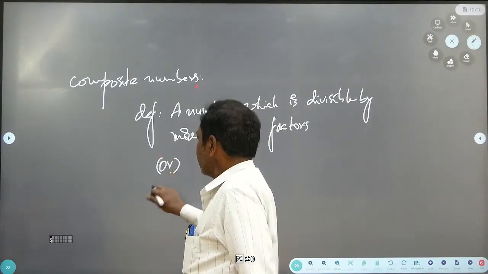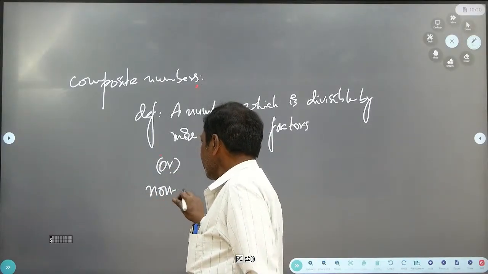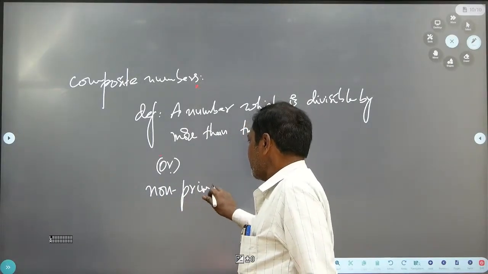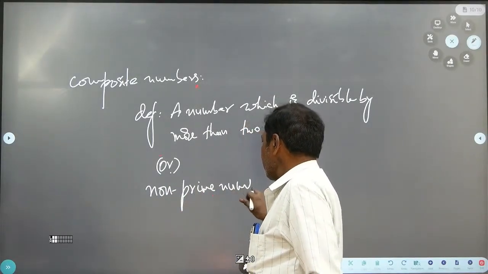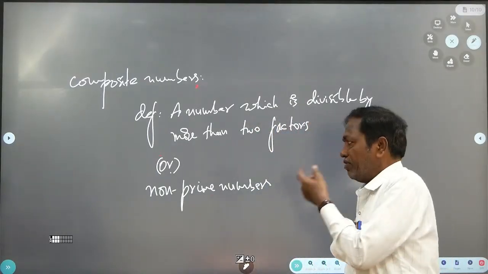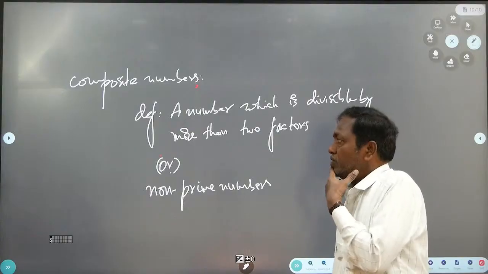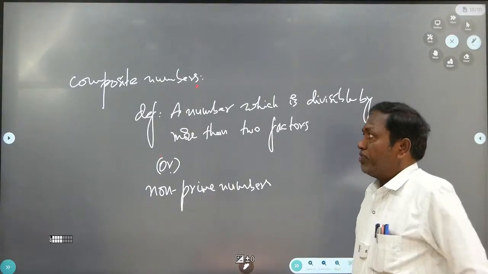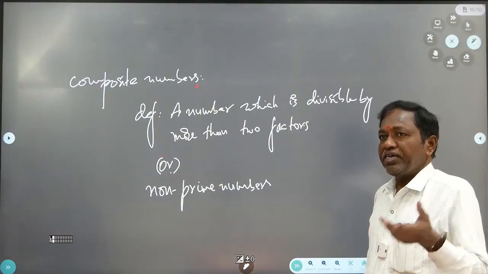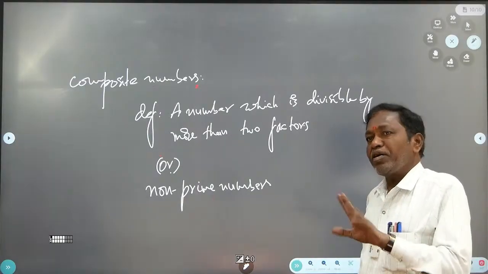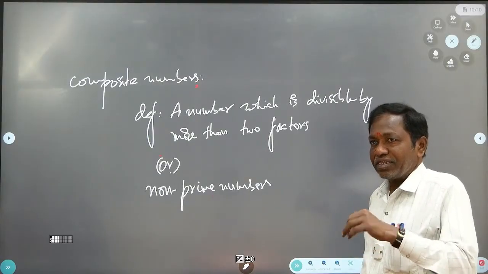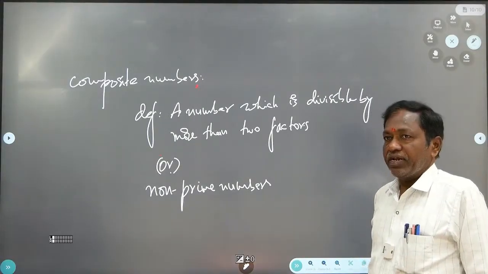There is no such word in mathematics as non-prime numbers. There is no such word in the English language. Anyway, for our understanding, if you start writing numbers, a number is either a prime or a composite. Either this or that, except in the case of 1.